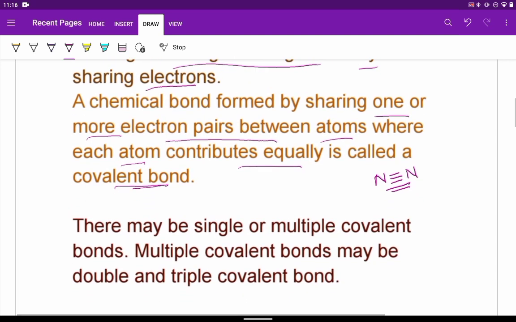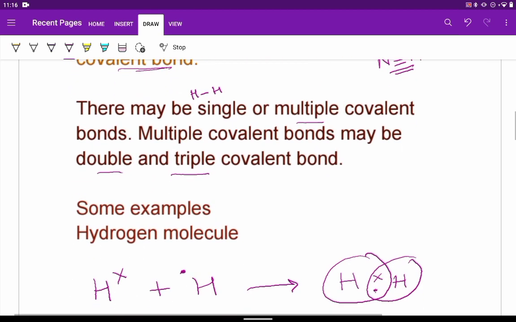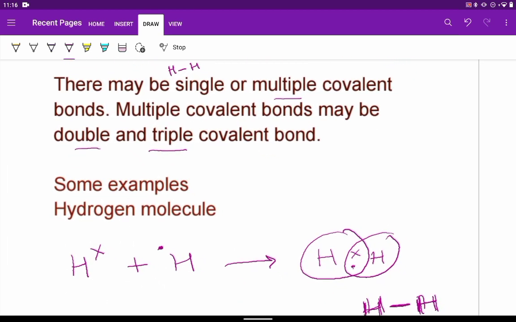As we have just seen, in case of hydrogen it is a single covalent bond. There is a single bond between 2 hydrogen atoms. Nitrogen molecule exhibits the example of multiple covalent bond, it is a triple bond. The multiple covalent bonds may be double bond or triple bond, as the case may be. Now we see some examples where sharing of electrons takes place to form the covalent bond.